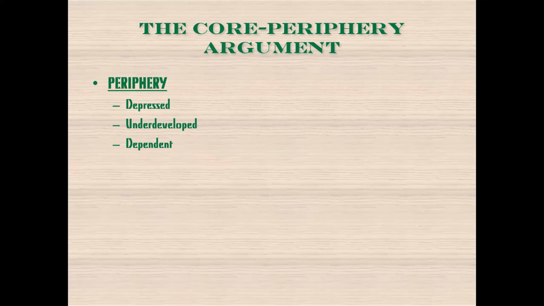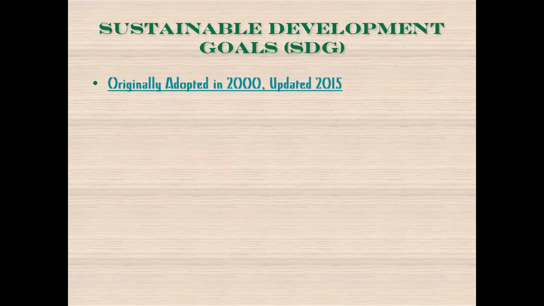Now you can argue what's going to happen in Africa in terms of manufacturing is going to be a good thing for them because it would help them to get jobs and it will help them to increase their income. But you can still argue it is a core-periphery sort of discussion. Let's talk about some of these.